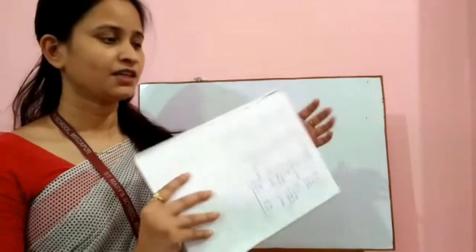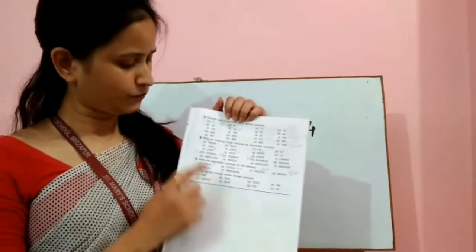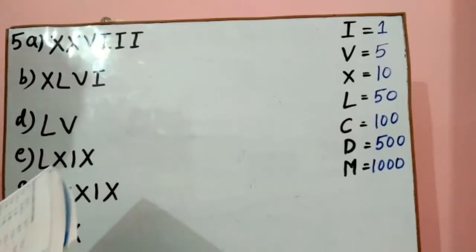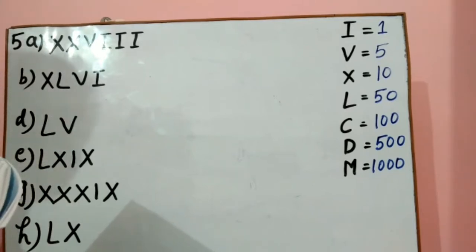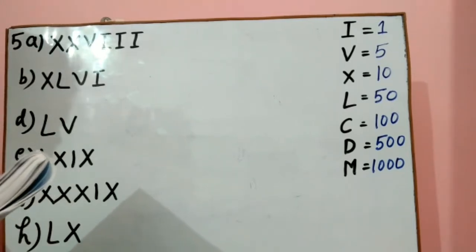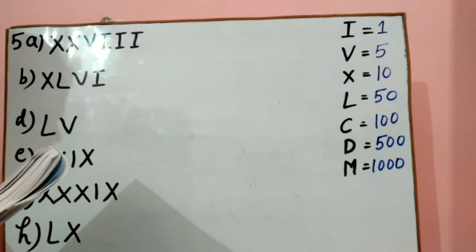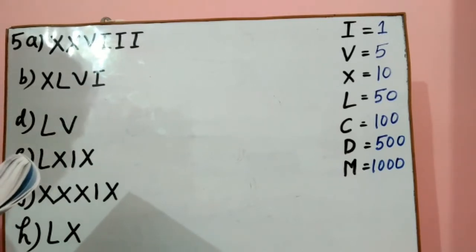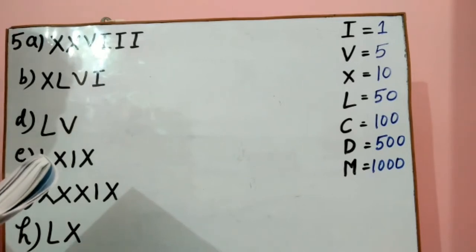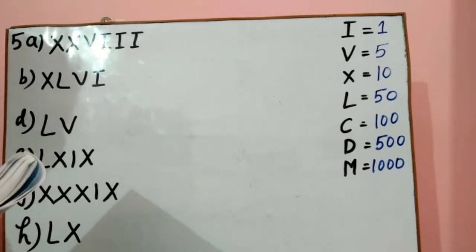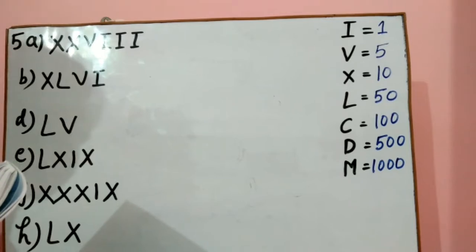Students, we were doing exercise 4. Till question number 4 we have done. Today we will do the same exercise from question number 5. Question number 5: write the following Roman numerals as Indo-Arabic numerals. I repeat, the question is, write the following Roman numerals as Indo-Arabic numerals.